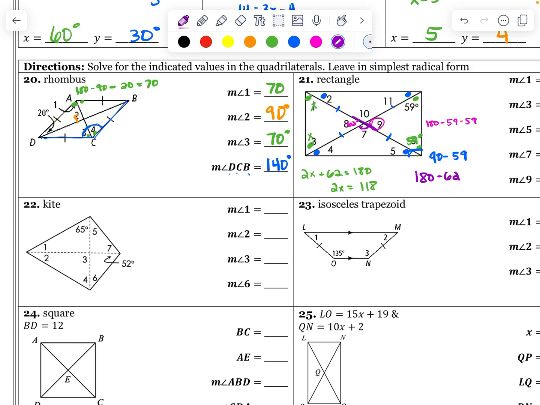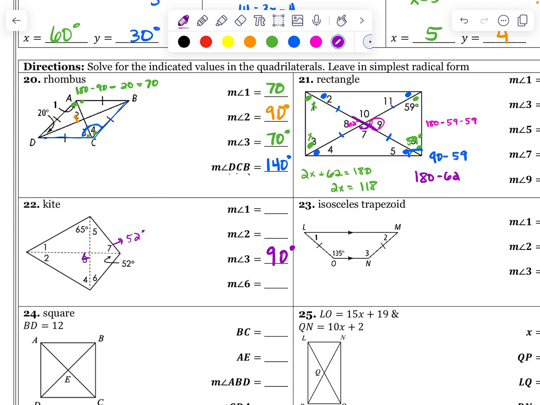All right, we got a kite. I know angle 3 is 90. That one's an easy one. Gorgeous. Loving it. Let's see. We know the long one is going to bisect the opposite angles. So that means angle 7 right here is 52.